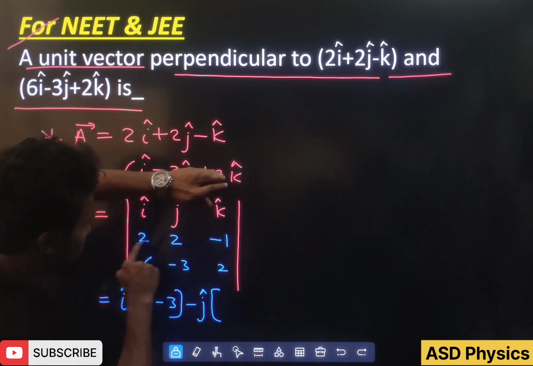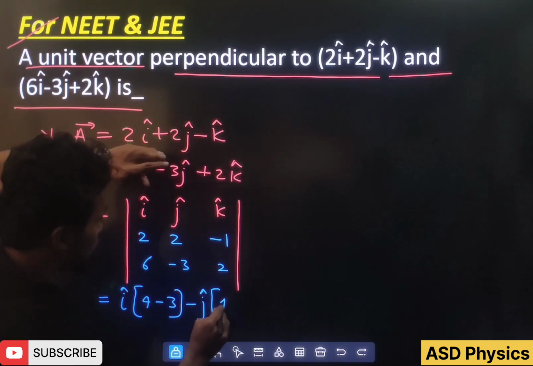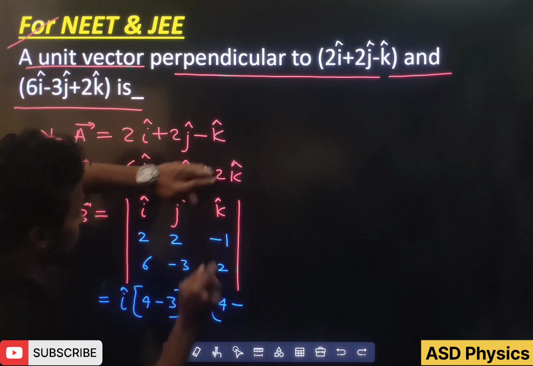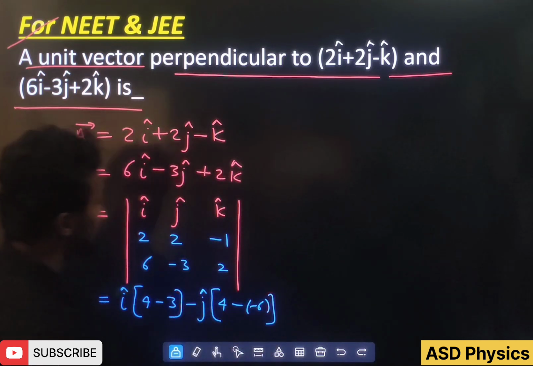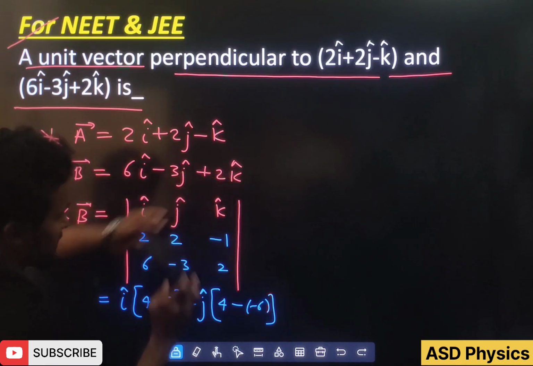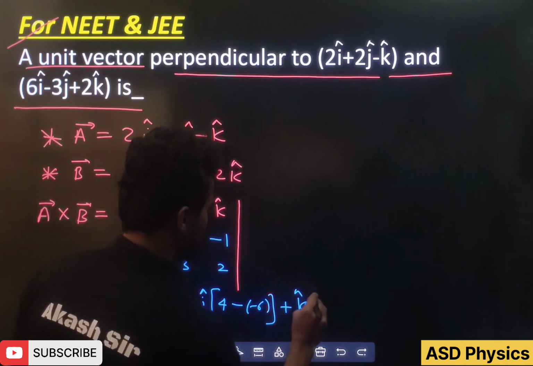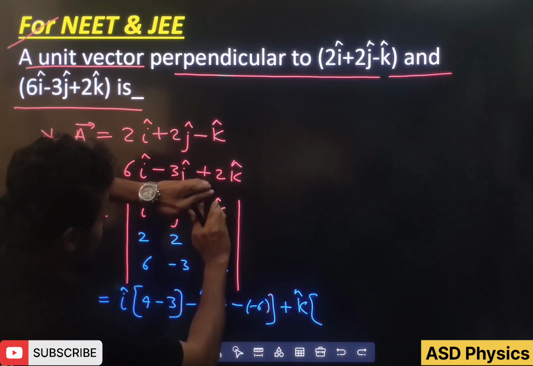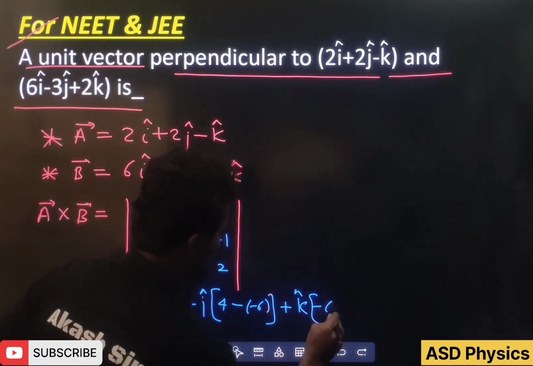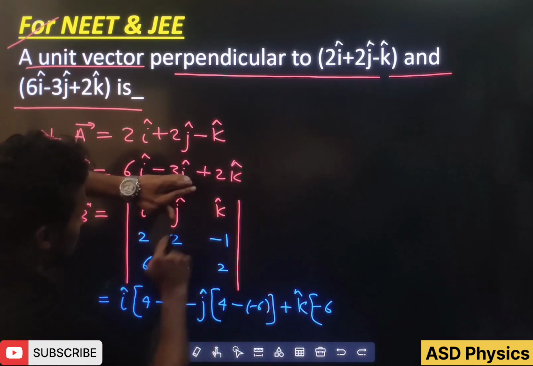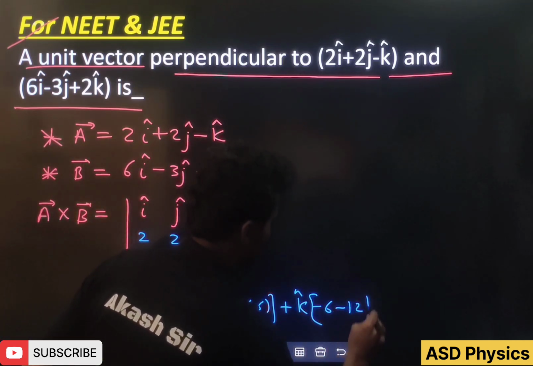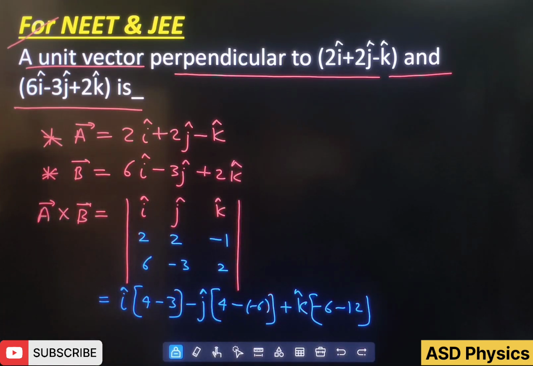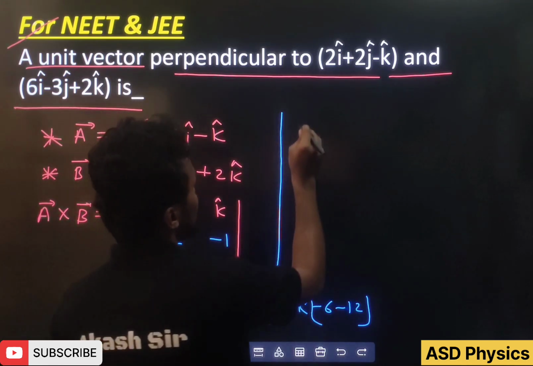Again hide like this. 2 into 2, 4, minus 6 into minus 1, minus 6. Check again: 4 minus 6. Plus k cap. What k cap will come, students? Hide like this: 2 into minus 3, minus 6, and minus 6 into 12? Check it one more time: for i cap, 4 minus 3. For minus j cap, 4 minus 6. For k cap, minus 6 and minus 12. Yes, correct.